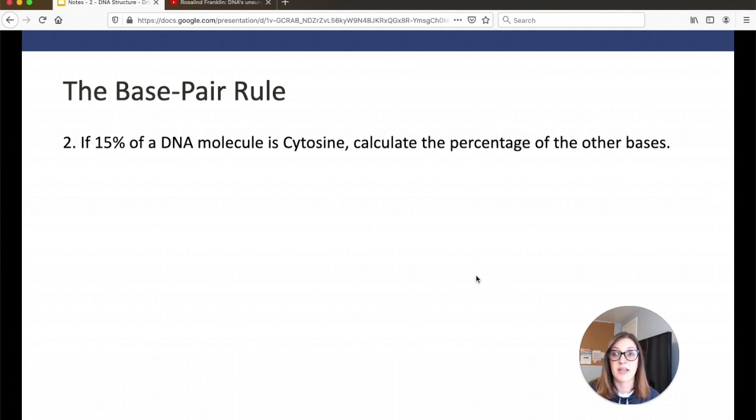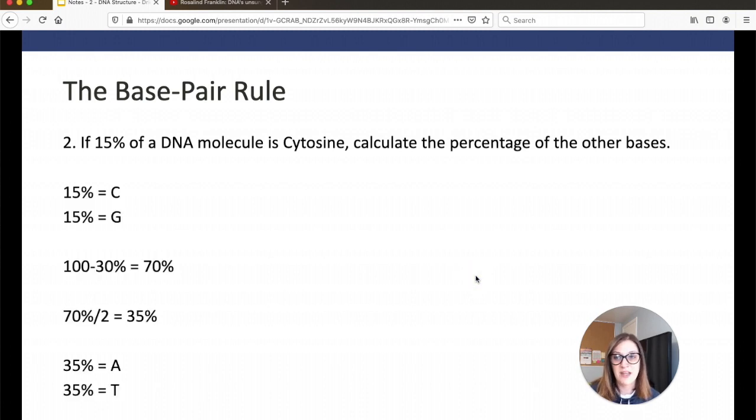Here's another practice example. If 15% of a DNA molecule is cytosine, can you calculate the percentage of the other bases? Pause the video and try this out on your own. Let's see how you did. Well, 15% C also means 15% G, so that's 30% of the DNA molecule that you've now accounted for. 70% of that DNA molecule is left, divided by 2 gives you 35% divided equally between A and T.